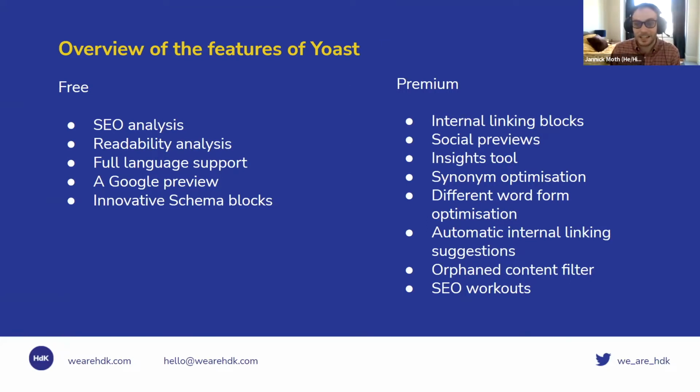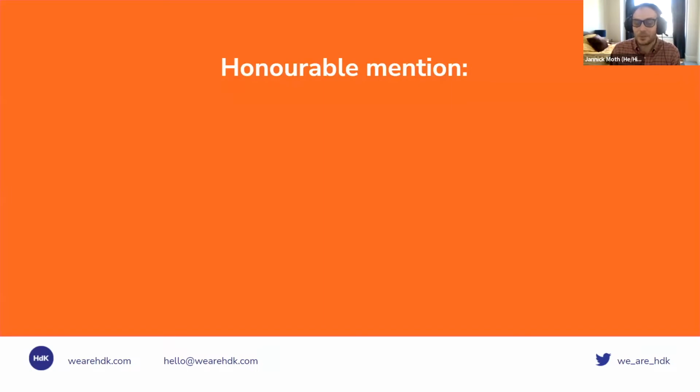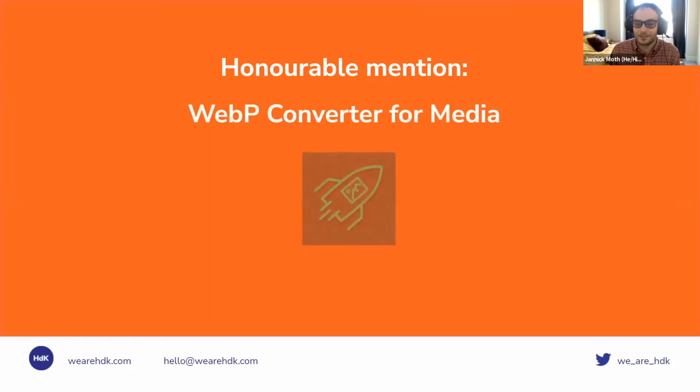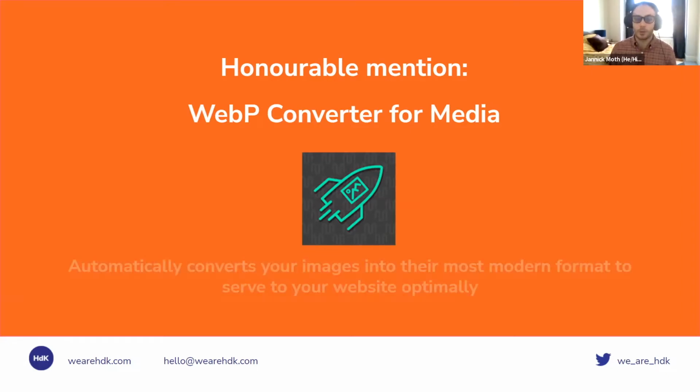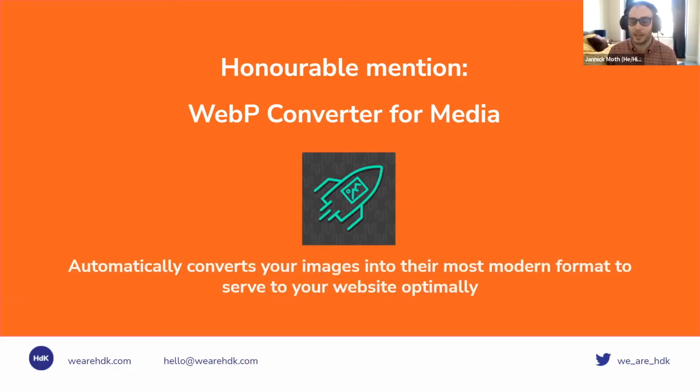So that was SEO. I do want to make an honorable mention. My honorable mention is WebP Converter for Media. This is a plugin for WordPress. You put it into your website and it'll convert all your images into the most modern format so that you can serve to your website optimally. And this goes hand in hand with SEO, because if your website serves quicker, it gets a better Google Lighthouse score, which means that it ranks higher in SEO.